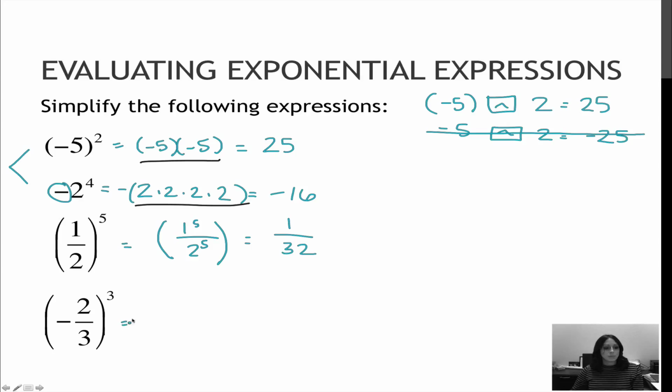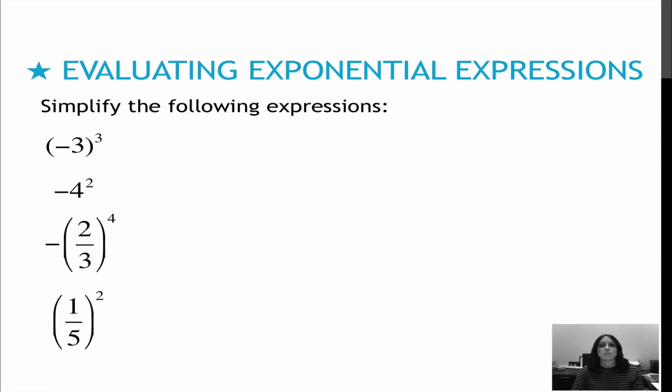Same thing here. I've got -2/3 to the third power, or cubed as we call it in mathematics. So what I'm going to do is take -2 to the third, and I'm going to take 3 to the third. So -2 to the third would be -2 times -2 times -2. That's 3 times, which gives me -8. And 3 to the third is 3 times 3 times 3, or 27, and so my answer will be -8/27. Notice on this question that the negative was still on the inside of the parentheses, so I treated it like that first question.